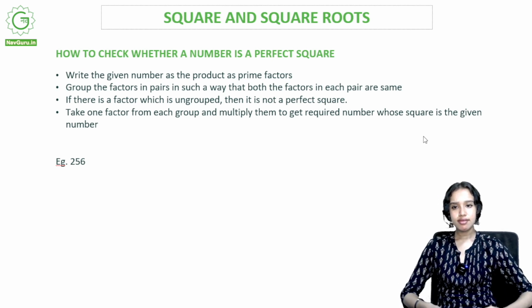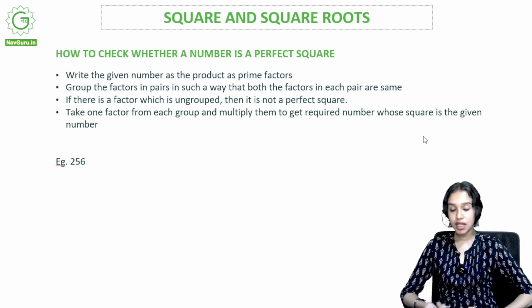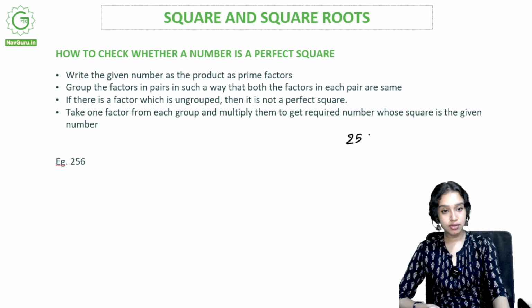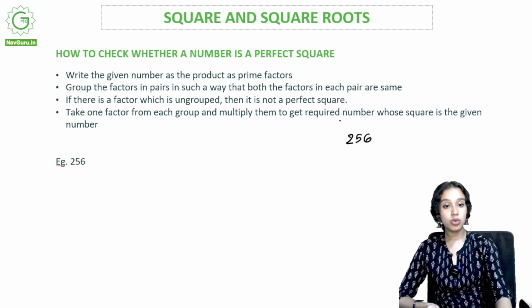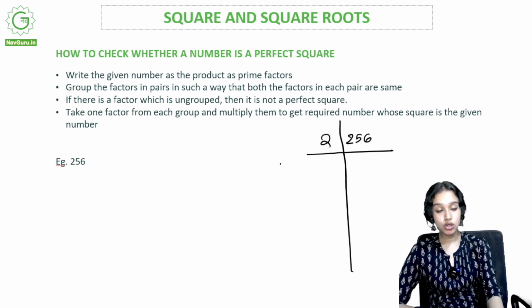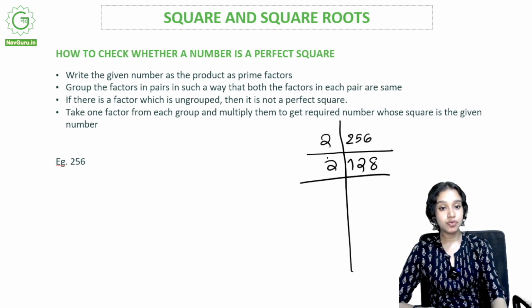So, I'm not making it complicated. Let's solve an example and see how this works. We have 256. First, we do the prime factorization. What is the first prime number we could factorize with? 2. 2 8s are 16, so 256 divided by 2 is 128. Again, I could do it with 2. 2 6s are 12 and 2 4s are 8. Again, I could divide by 2.